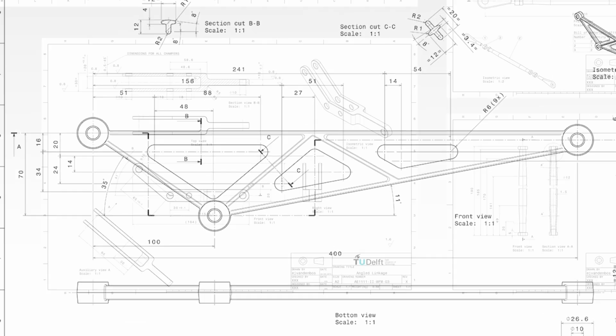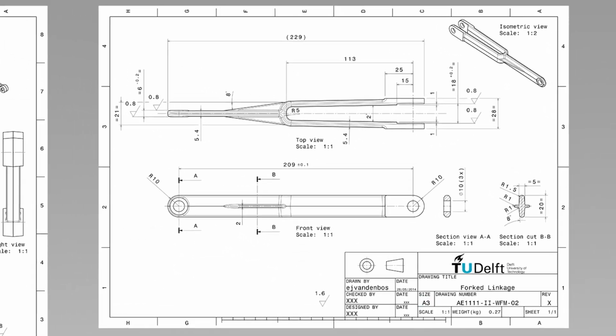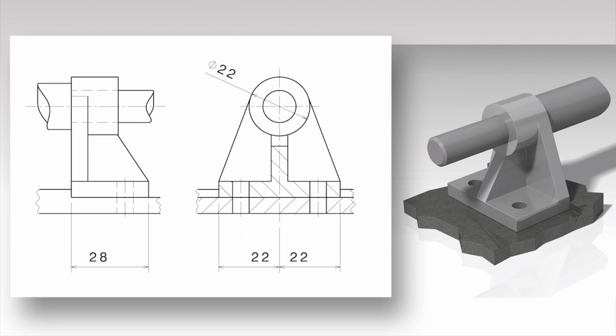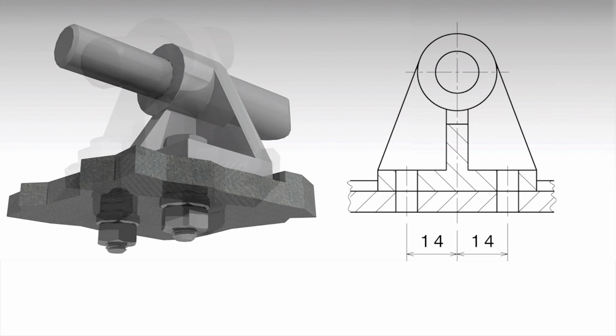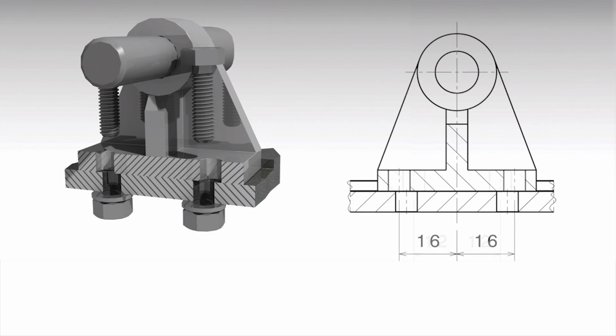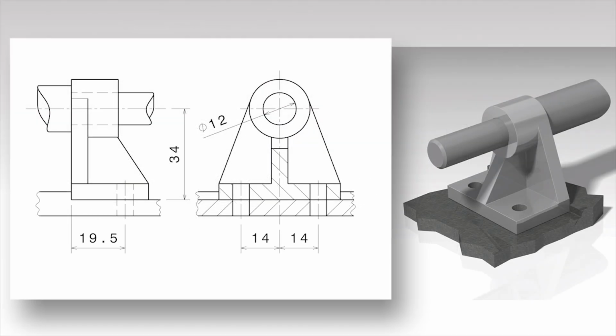A design contains many dimensions. Some of them are more important than other ones. Engineers distinguish functional and non-functional dimensions. A functional dimension is directly related to an object's function. If a functional dimension is changed, the functionality of the part in its context is not guaranteed. Functional dimensions should always be documented on a drawing.